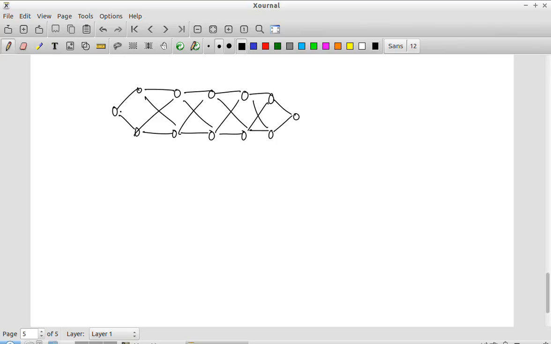I have a total of 1, 2, 3, 4, 5, 6, 7 stages over here. Right, the way that I've drawn it. A total of 14 circuit elements, 14 combinational elements in this circuit. Number of paths, would it be 14? Would it be much larger than that? Much smaller than that?